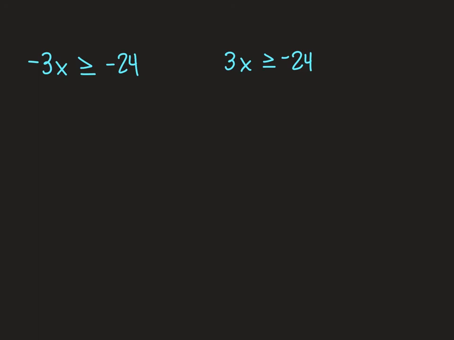All right, try working each of these out. Negative 3, and this has a positive 3. One of these, you're going to end up flipping the direction of the alligator mouth. Push pause, work it out, push play, see if you're right.